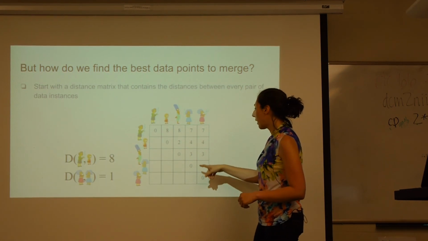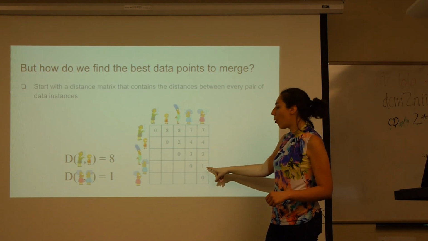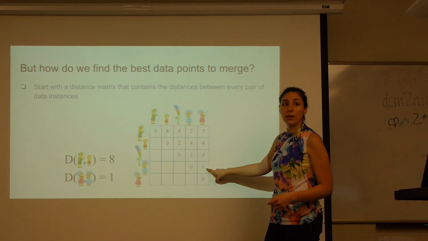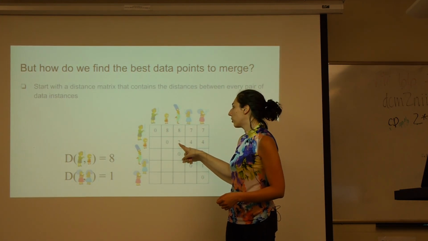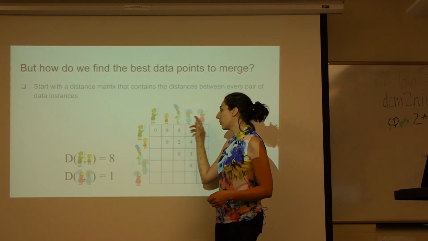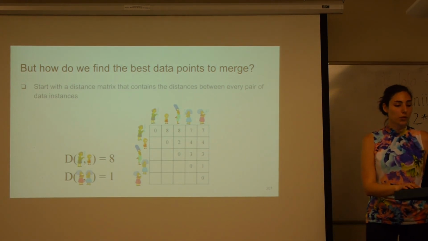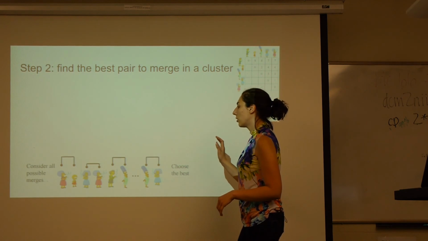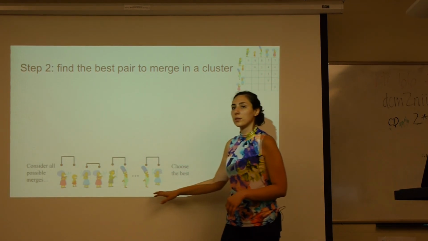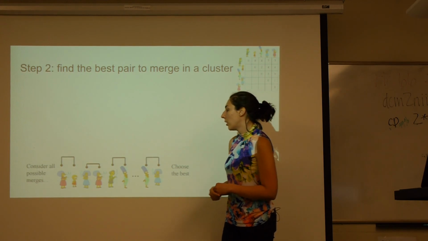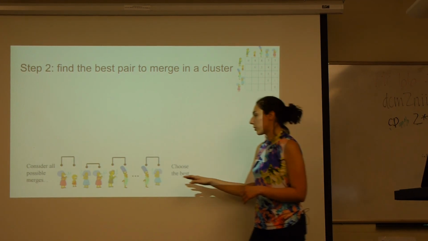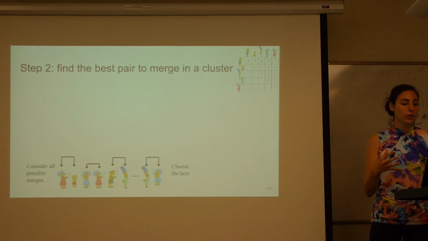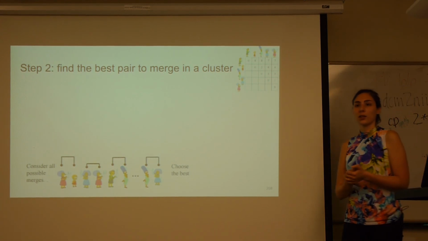So we see that the two closest points in our data set are these two sisters here. They have a distance of 1. And then the second closest are the mother and daughter here. So we start with this, and we consider all possible merges first, and we choose the best one. We want to merge the two objects that are most similar to each other, right?